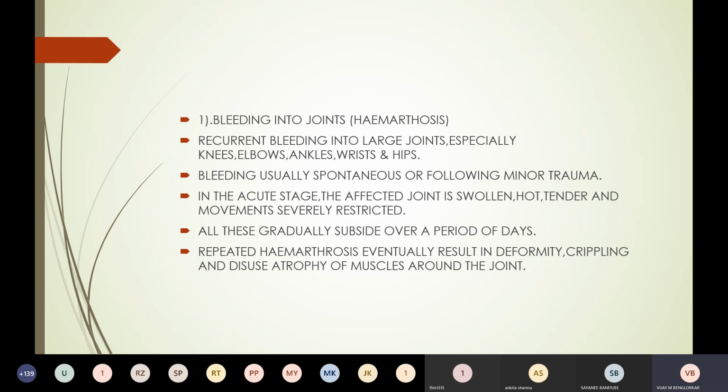This blood gradually gets absorbed over a period of days. So the joint will be near about normal. But if this process occurs repeatedly, then repeated hemarthrosis results in deformity. So articular cartilage and bones will be deformed. The patient will get deformity and crippling. And muscles around the joint, because of not being properly used, undergo disuse atrophy around the joint.